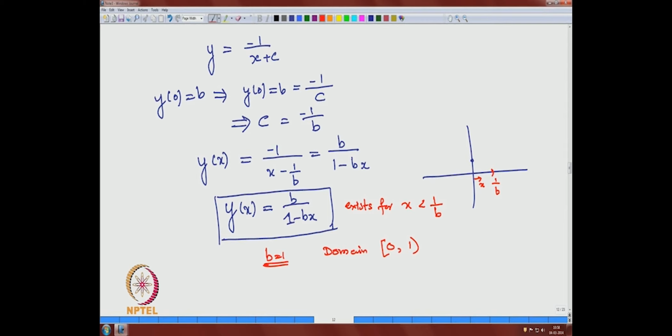But if b is a very large number, so if b is large, so 1 by b is small, and hence the domain of existence is from 0 to a very small interval.